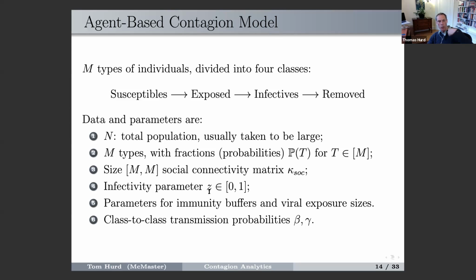There's another parameter which will come up, called infectivity. We need to describe how individuals' immunity buffers look, and so we need parameters for that. We also need parameters that say how much virus they tend to generate. This is called shedding. When infective people shed virus to the people around them. And then the only other parameters are transmission probabilities from class to class.